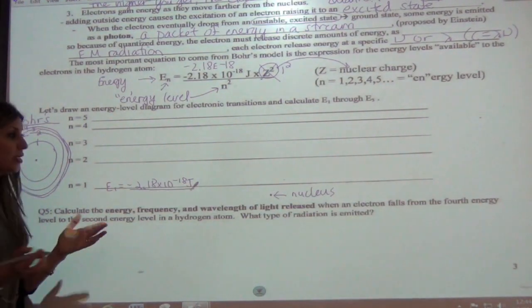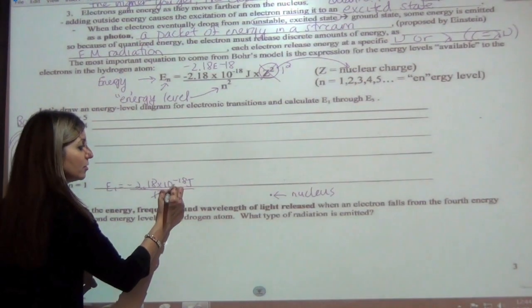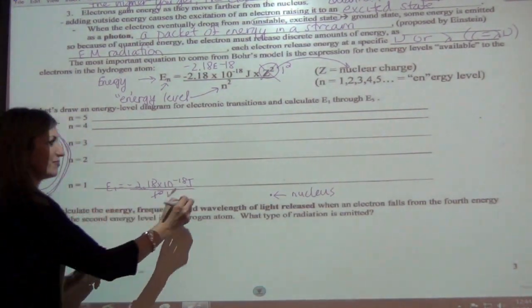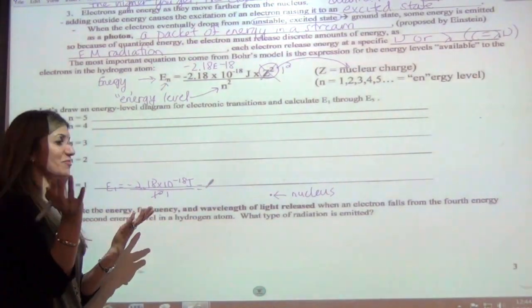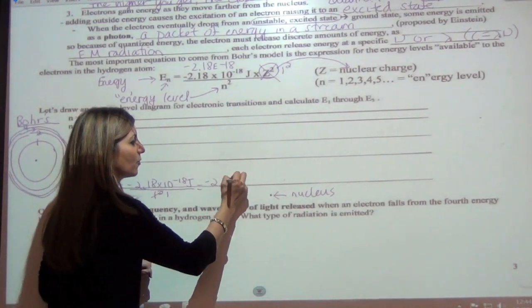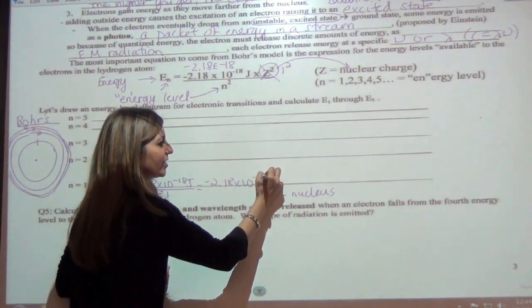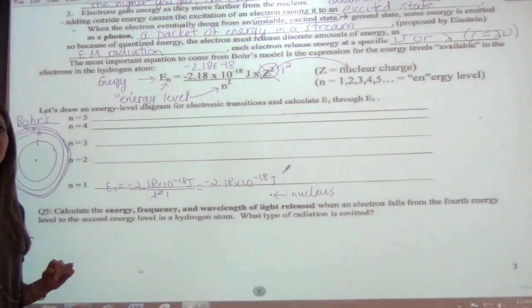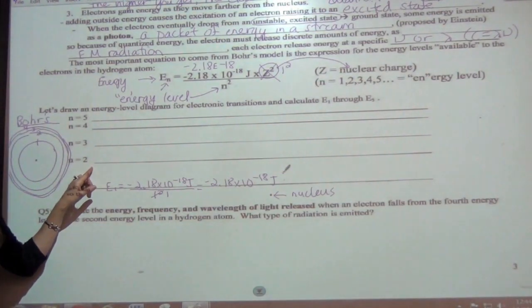1 squared, which is just 1. So what's your answer? The same thing. Awesome. You don't have to put it in your calculator. Negative 2.18 times 10 to the negative 18 joules. Done. Let's try number 2.